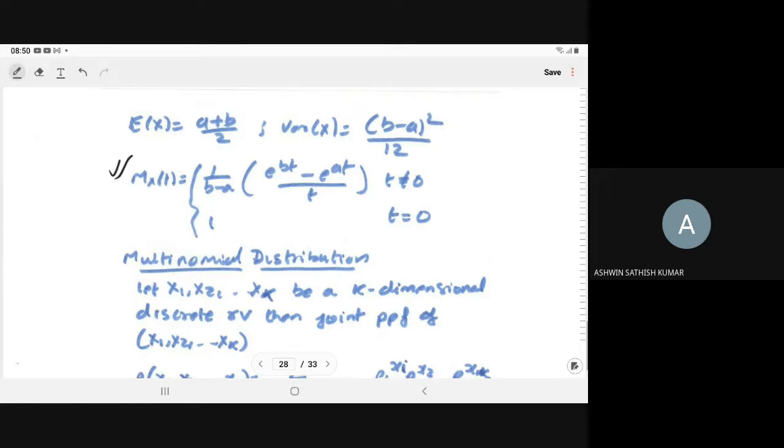Any other doubt? Now you can leave if you haven't any doubt. If you have a doubt, you can open your mic and ask the doubt.